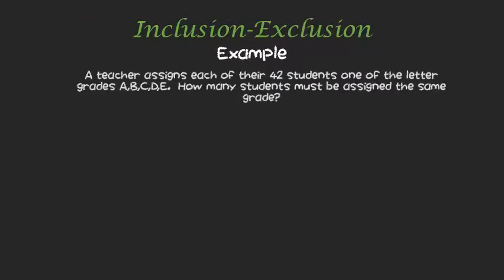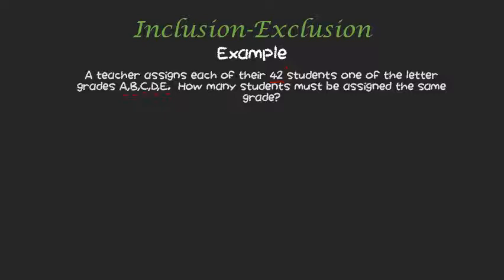All right, so let's take a look at an example. Let's say a teacher assigns each of their 42 students one of the letter grades A, B, C, D, and E. How many students must be assigned the same grade? All right, so think of the students as pigeons. There's 42 pigeons, and how many holes, how many different categories can they go into? 1, 2, 3, 4, 5.